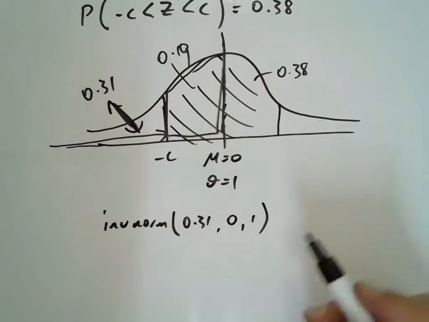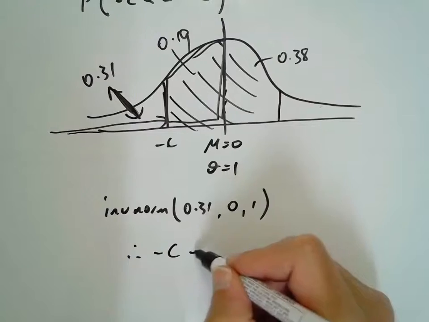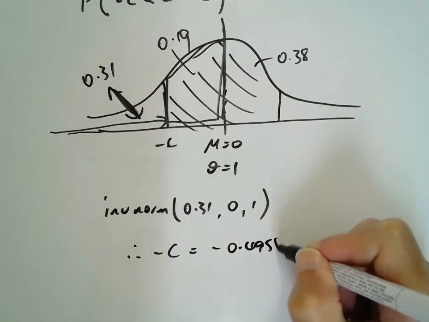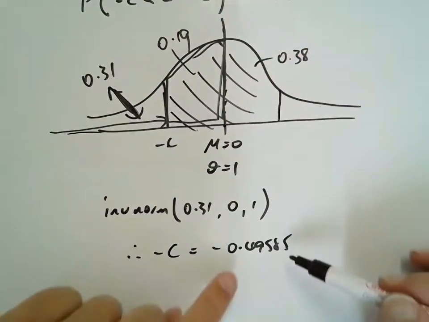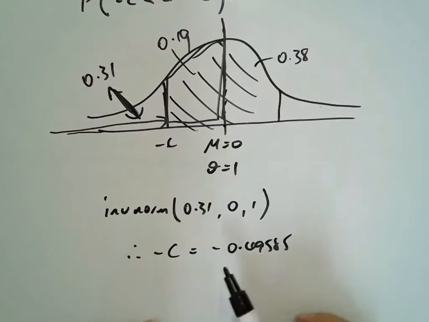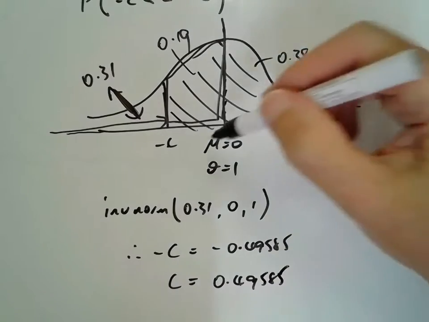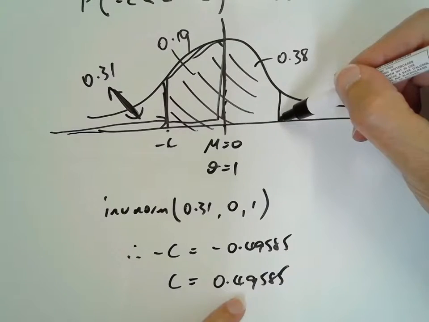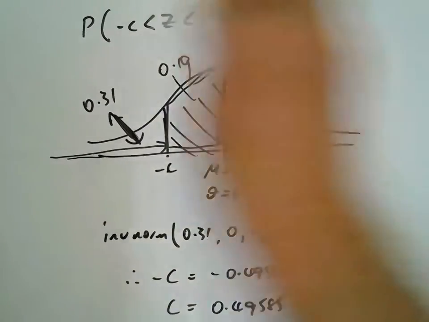Because it's Z, mu is 0, standard deviation is 1. When we write that in the calculator, this is finding negative C, so we can go, therefore, negative C equals, and the calculator gives us negative 0.49585, which makes sense. We're to the left of 0, so our answers are negative. If negative C is that, then C is, so that's negative 0.49585, and that's positive 0.49585. Just because it's symmetrical, that pops out fairly easily. Okay.